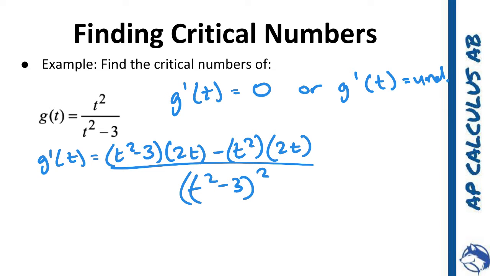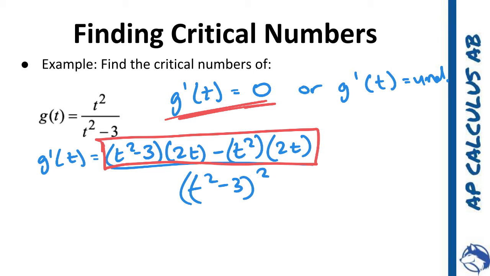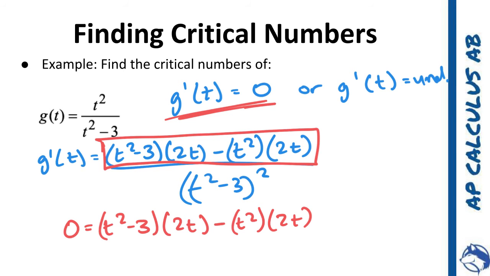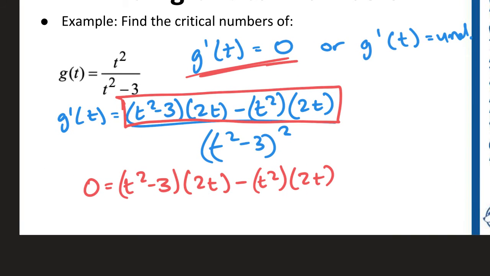To find where it is 0, I'm just looking at the numerator here, because if I can get this numerator equal to 0, then I know the whole thing is 0. So I'm going to set it equal to 0: t squared minus 3 times 2t minus t squared times that 2t. If I simplify this, every term is going to end up having a t, so that's a good thing. So 2t cubed minus 6t minus, and then this is going to end up with 2t cubed.